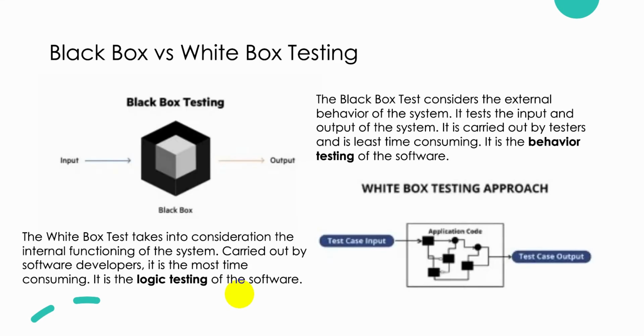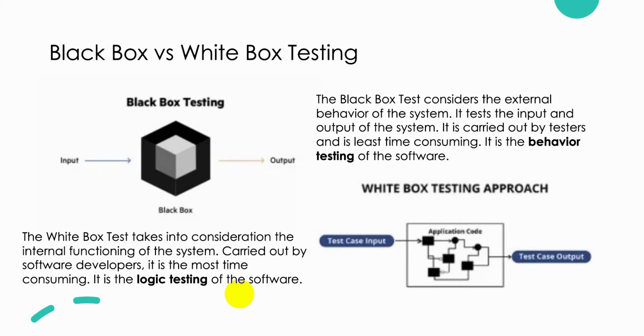Next, let's talk about black box versus white box testing. There are two types of testing for software. The black box testing considers the external behavior of the system. So if you test using black box testing, you give an input and then look at the output to see if it's the right one. This type of testing does not look at any of the internal things happening in the system.